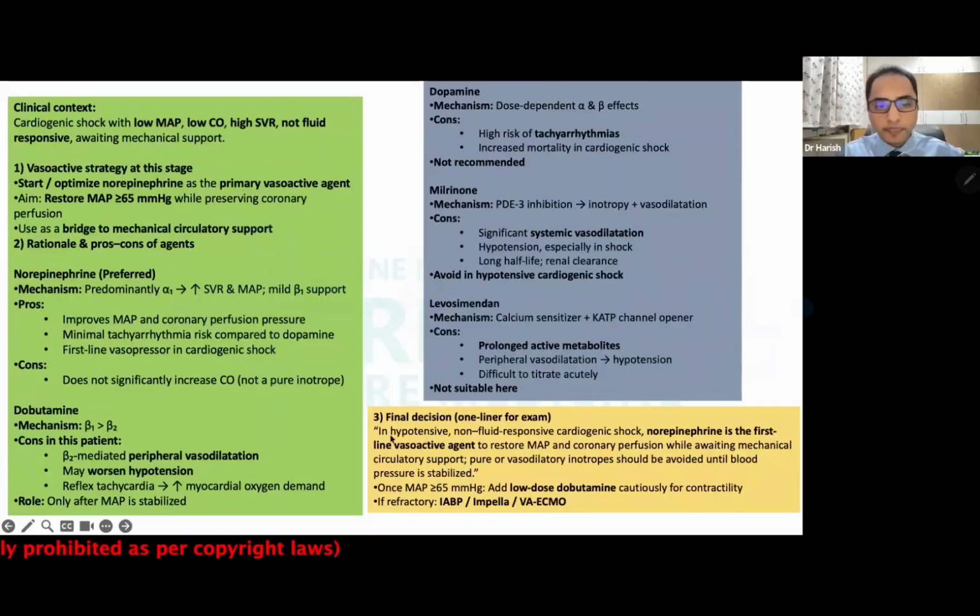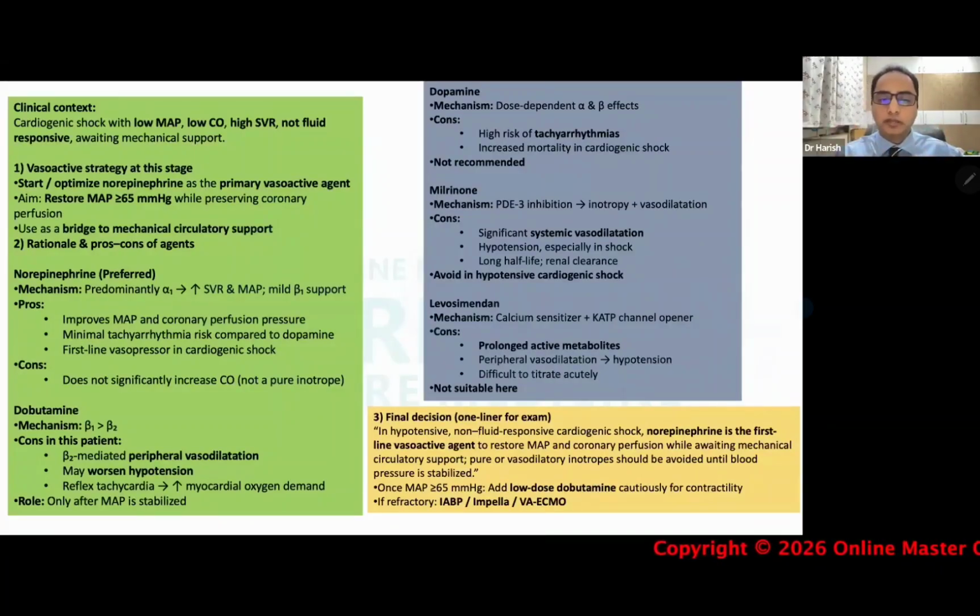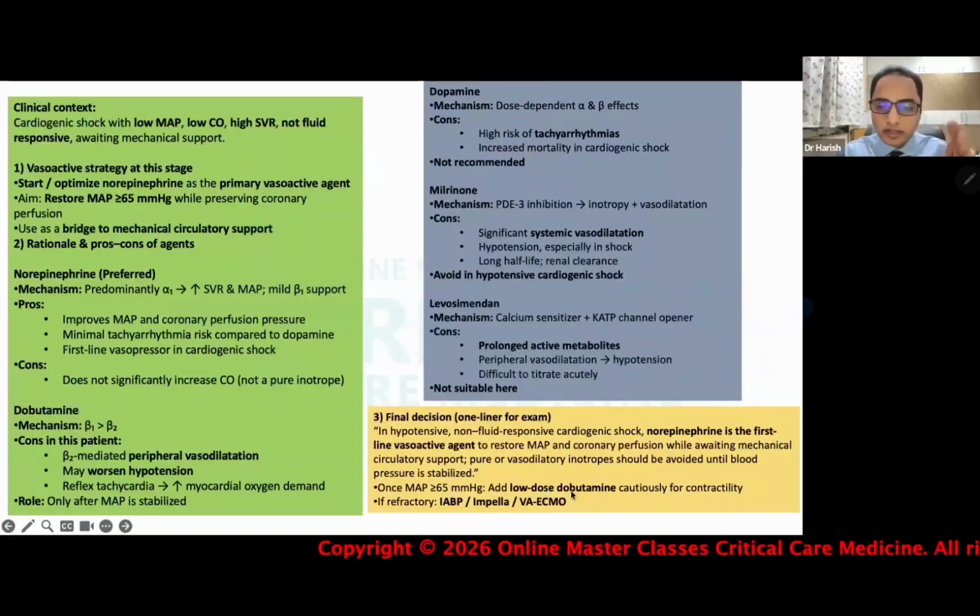The final take home: in hypotensive, non-fluid responsive cardiogenic shock, norepinephrine is the first line vasoactive agent to restore the MAP and coronary perfusion while awaiting mechanical circulatory support. So pure vasodilatory inotropes should be avoided until blood pressure is stabilized. Once MAP is more than or equal to 65, we can consider adding a low dose of dobutamine cautiously for improving contractility.